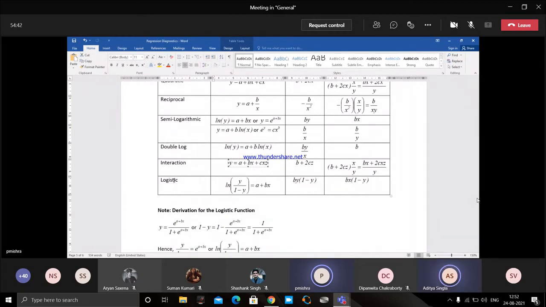Sir, in the interaction term, is it purposeful that we are not taking the independent term for z standalone, like plus dz in the model? Sir, in the functional form of interaction, y equals a plus bx plus cxz, we have considered the interaction of x with respect to z, but in this specific functional form we did not consider the independent effect of z. So can you add it?